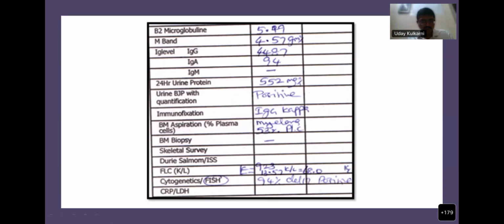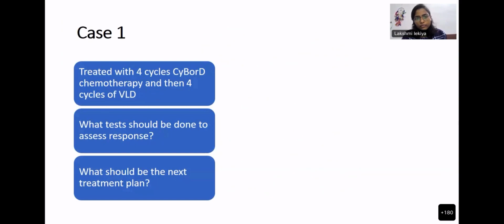So anybody wants to take that question? Where in the risk stratification would this patient fall? So high risk. High risk. Yeah, so the deletion 17p was high risk. So we treated this patient with 4 cycles of cyclophosphamide, bortezomib, dexamethasone chemotherapy, and then again 4 cycles of bortezomib, lenalidomide, dexamethasone, because the M band response was not optimal. So what test should be done to assess the response?